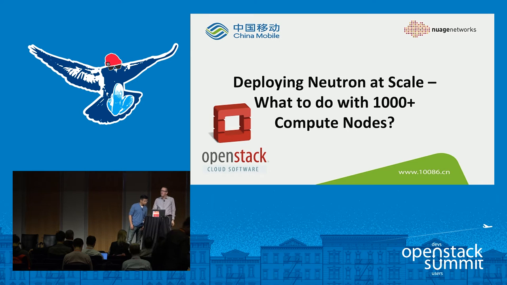All right. Welcome, everyone. This afternoon, Sharko and I are going to be talking about some experiences deploying Neutron at scale. My name is Scott Drennan. I work for Nuage Networks. And Sharko is the chief of SDN architecture for China Mobile Cloud, part of the China Mobile Group.